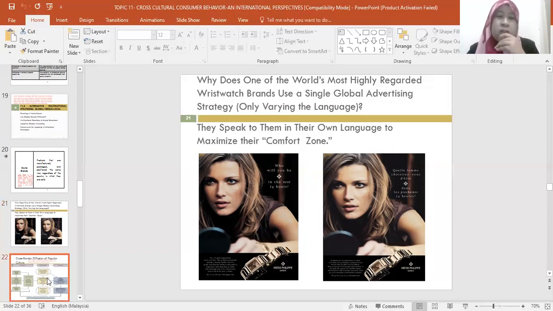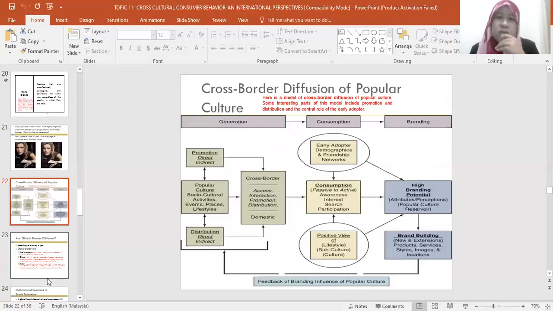This is something like the cross-border diffusion of popular culture. They have general consumption branding, and you can see the feedback of branding. They have promotion, direct and indirect, and then early adopters, high branding potential, and brand building.